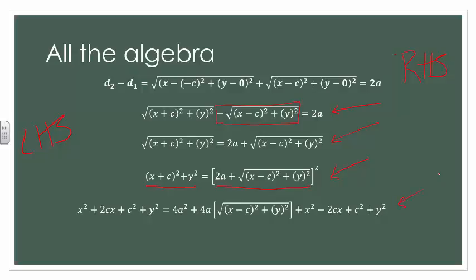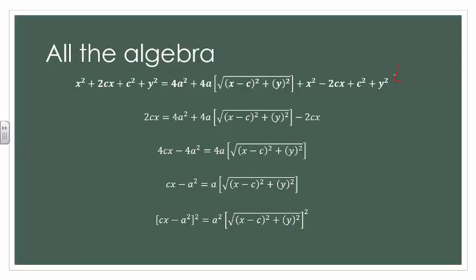The last step on this slide is to perform some foiling operations. So we FOIL, first, outer, inner, last, x plus c squared, which gives us x squared plus 2cx plus c squared. The y squared stays the same. And then we FOIL this out, and that turns into 4a squared plus 4a times the entire quantity square root of x minus c squared plus y squared plus x squared minus 2cx plus c squared plus y squared. If you don't believe me, you can pause the video and take a moment and FOIL this quantity out.